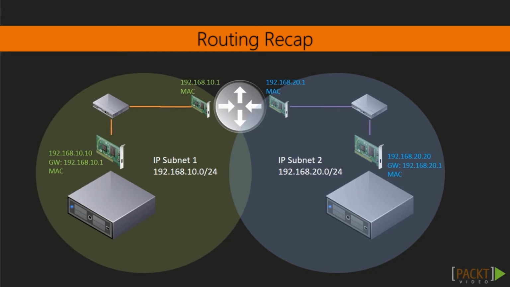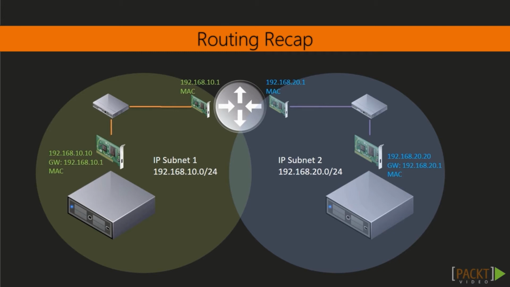In this scenario, we have again two servers, but they are residing in different IP subnets. IP subnet 1 has the IP address range of 192.168.10.0/24, and IP subnet 2 has 192.168.20.0/24. Each of the servers has an IP address configured from that specific subnet, and they have a default gateway.